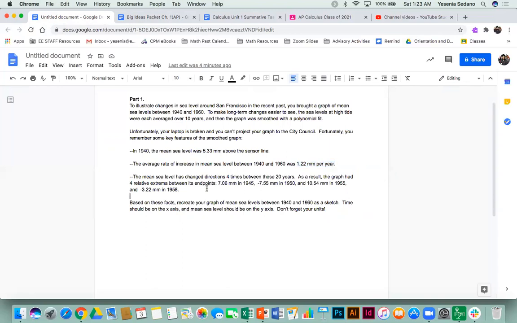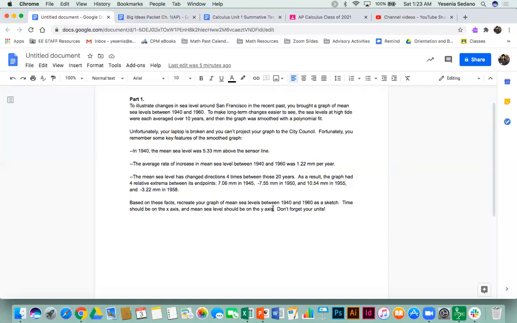The mean sea level for my example changed directions 4 times between those 20 years. As a result, the graph had 4 relative extrema between its endpoints. Extrema are in the big ideas packet; they're basically the low and high points. I had 7.06 millimeters in 1945, negative 7.5 millimeters in 1950, 10.54 millimeters in 1955, and negative 3.22 millimeters in 1958. Based on these facts, recreate your graph of mean sea levels between 1940 and 1960 as a sketch. Time should be the x-axis and the mean sea level should be the y-axis.